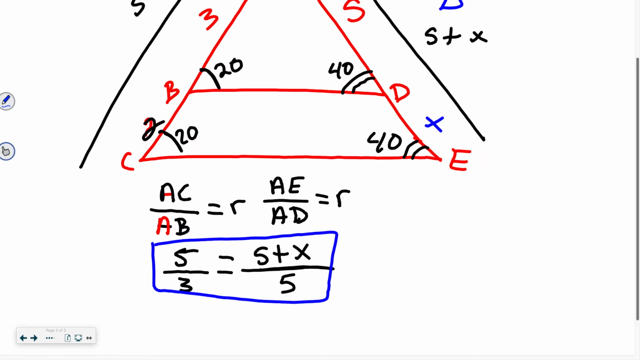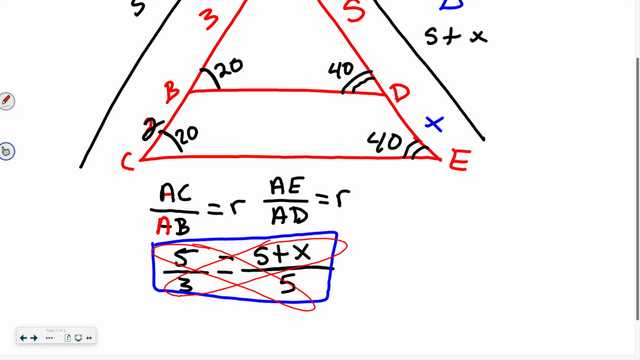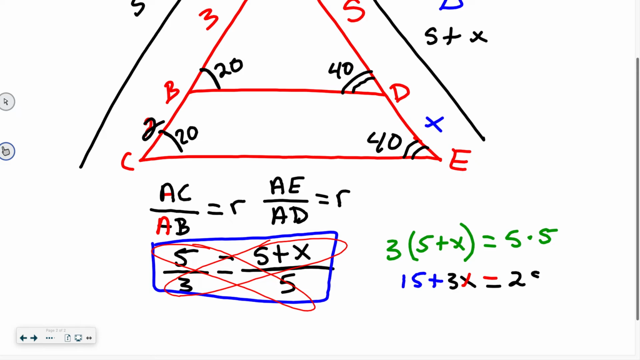One of the things that you should remember is cross multiplication should come to your head right away. Cross multiplication, or the butterfly, right? So let's do that. Let's multiply. It's going to be 3 times 5 plus x, so 3 times 5 plus x is equal to 5 times 5. And on one side, we end up with 15 plus 3x is equal to 25.